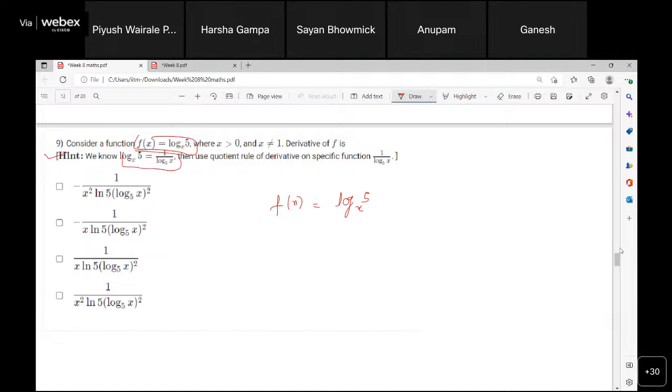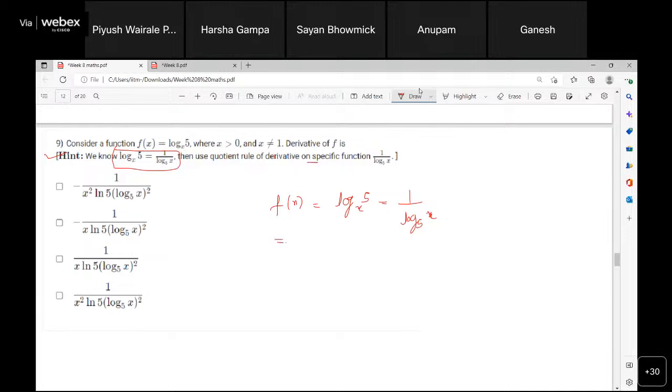Yes, anyone? Can you apply the u by v formula, or just change the base? See, by using this particular hint, I can write it as 1 upon log of x to the base 5, right? And take the derivative of this particular thing, then use the quotient rule of derivative on this function.